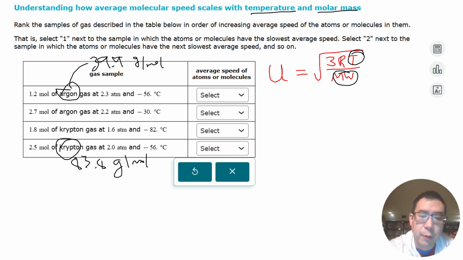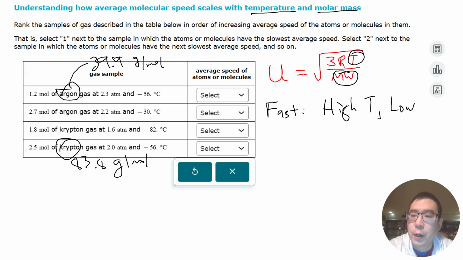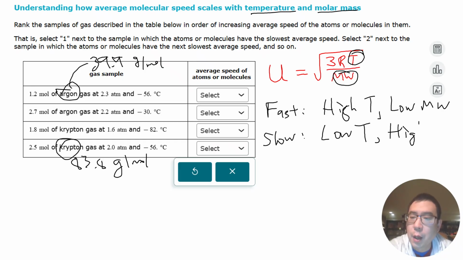All right, so let's break this down. Fast molecules have high temperature, lots of energy. Temperature scales with energy, so high temperature and low molecular weight. If you have small gas molecules like helium or hydrogen, they'll be zipping around real fast. Then if something's moving slow, it's going to be at a low temperature, low energy, and/or high molecular weight. So big giant molecules are going to move much slower.